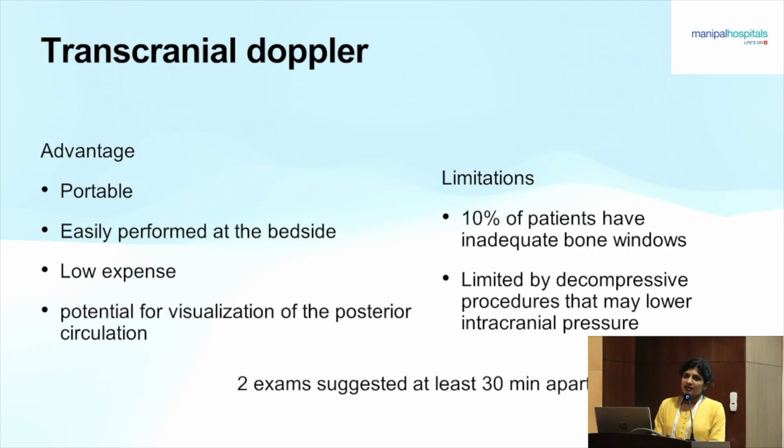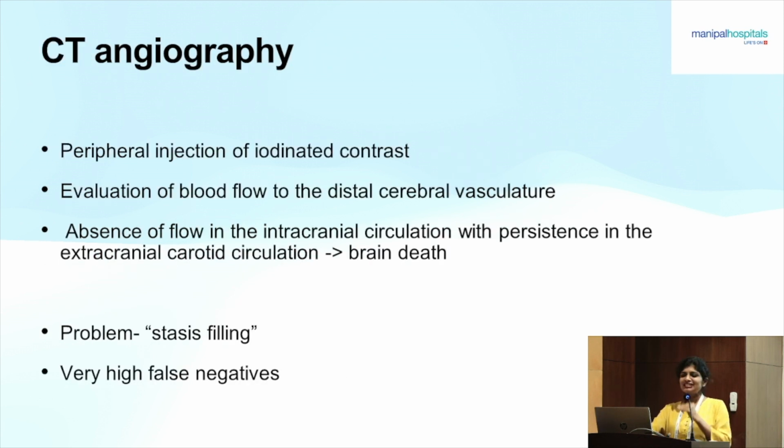But there are certain advantages and disadvantages of transcranial Doppler. It is easily performed, portable, and not expensive. Posterior circulation also can be visualized, but a limitation is that in 10% of the patients, the window may not be adequate. There might be inter-observer variation, and problems like decompressive craniectomy might alter the assessment of blood flow. If you're doing a TCD, it should be done at least twice, 30 minutes apart. Then CT angio and MR angiogram also can be done to look at the blood flow.